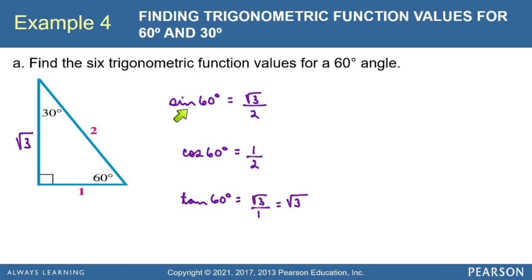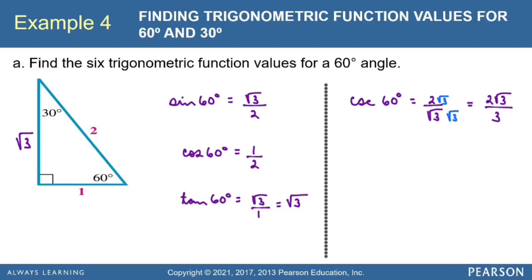So the reciprocal of the sine function is the cosecant. So now the cosecant of 60 degrees is going to be 2 over square root of 3, but that needs to be rationalized. In other words, we have to remove the radical from the denominator. So we'll multiply by square root of 3 over itself, and that will give us 2 square root of 3 over 3. The secant of 60 degrees is going to be the reciprocal of the cosine, so that's going to be 2 over 1, which is just 2.